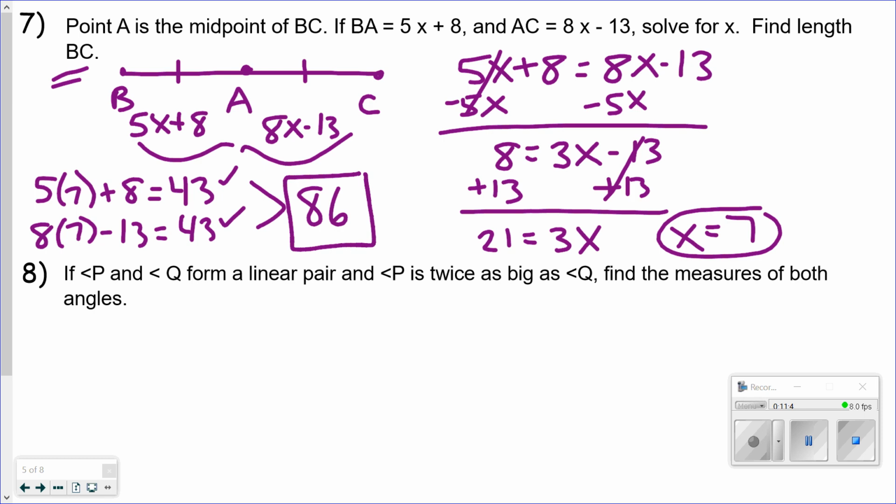A lot of people miss that on the 1.1 to 1.3 quiz. You just said the length was 43. That's only half. So to find the entire length, remember you add those up or just multiply by 2.